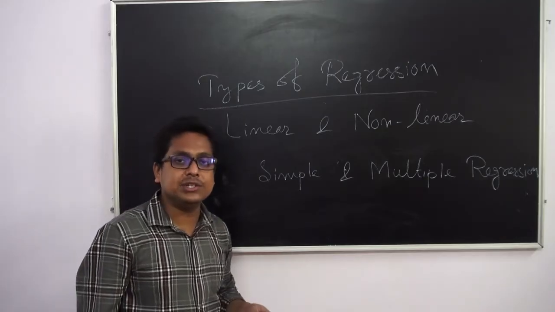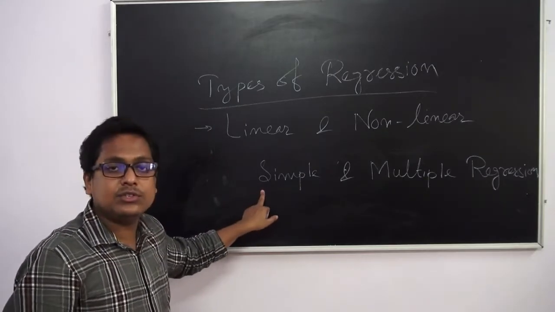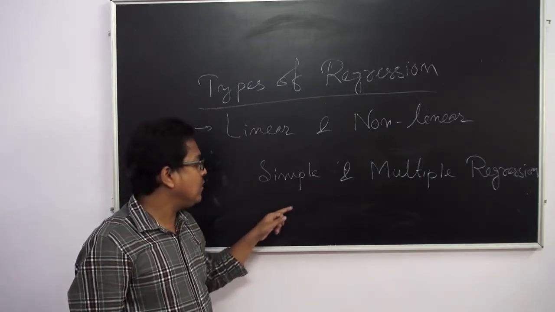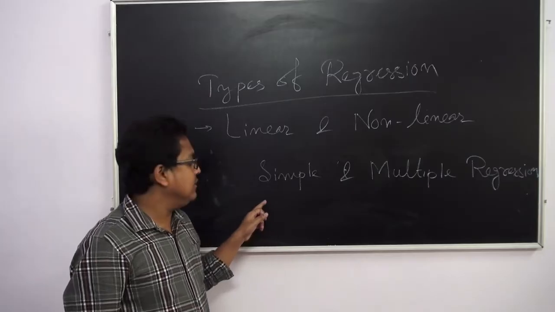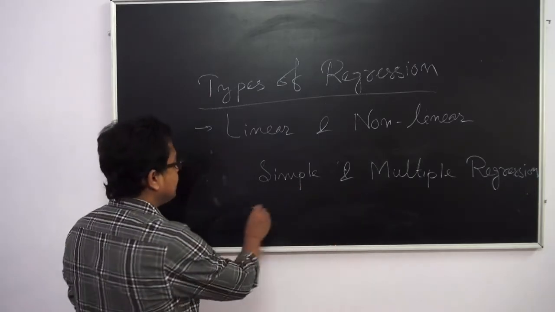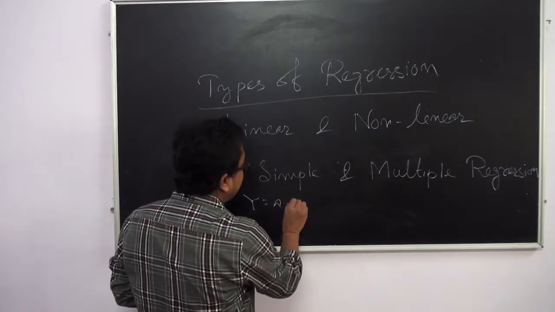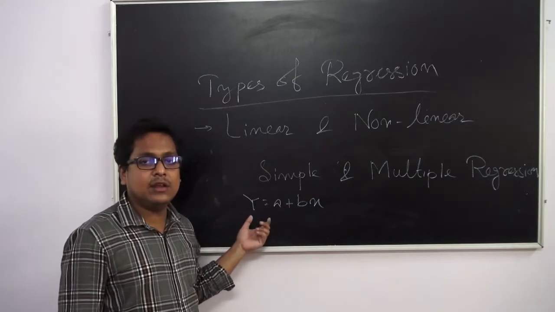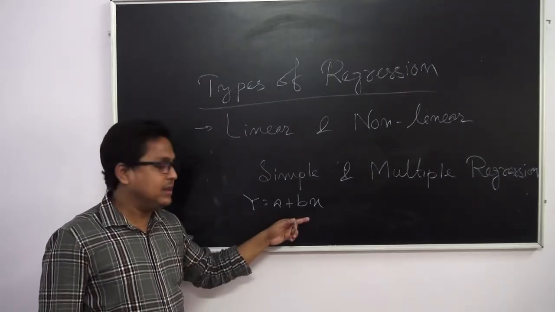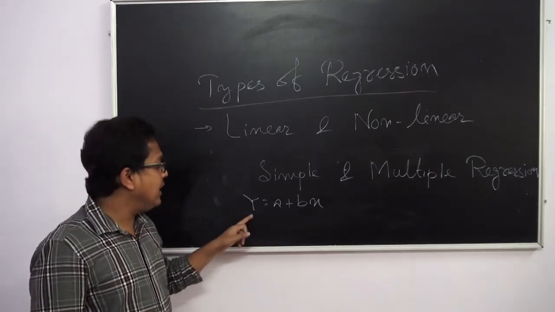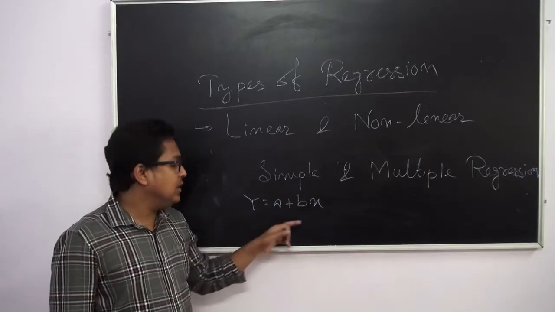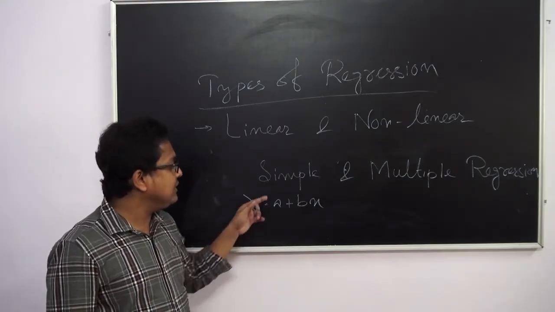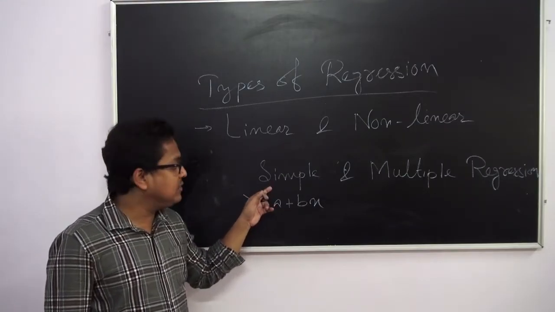A regression equation with only two variables is known as a simple regression equation. Suppose y = a + bx. In that case, only two variables are there, y and x. Here x is known as the independent variable and y is known as the dependent variable. So whenever only two variables are present in a regression equation, it will be called simple regression.